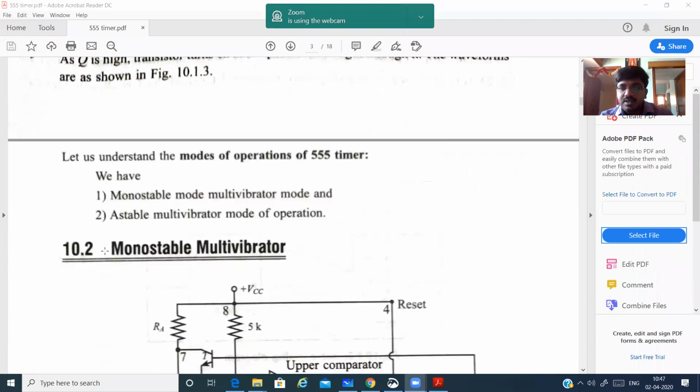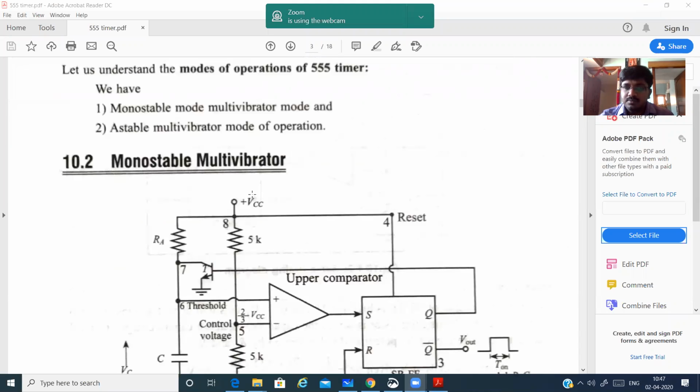After this, we have the modes of operation: monostable and astable. Monostable means it will have one stable state. Astable means none of the states are stable. So next is the monostable multivibrator, which we'll do in the next class.